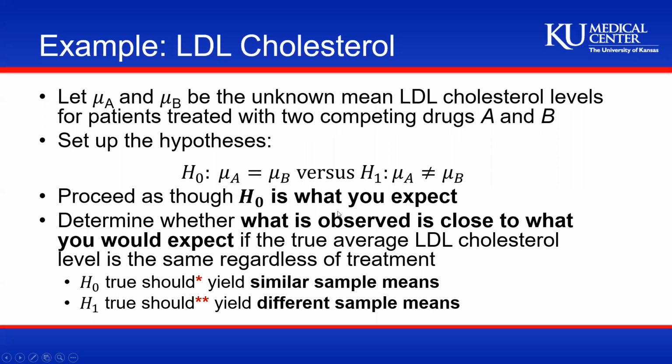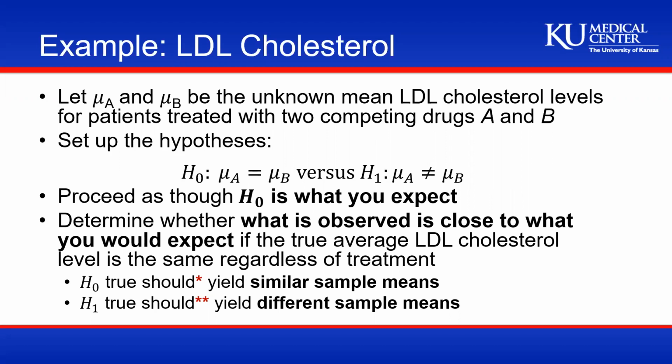The null hypothesis, in step one of hypothesis testing, we actually proceed as though the null is producing the data that we're observing. We assume that it's true in order to figure out how different the observed data is from what we would expect if the null actually were true. So the way we do this is through a test statistic. The idea is that if the null hypothesis is actually true, if there is no difference in the way patients respond to drug A and drug B, then the data should yield similar average LDL cholesterol levels in the two groups.